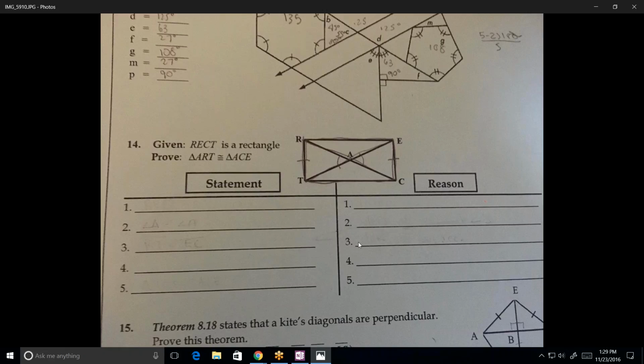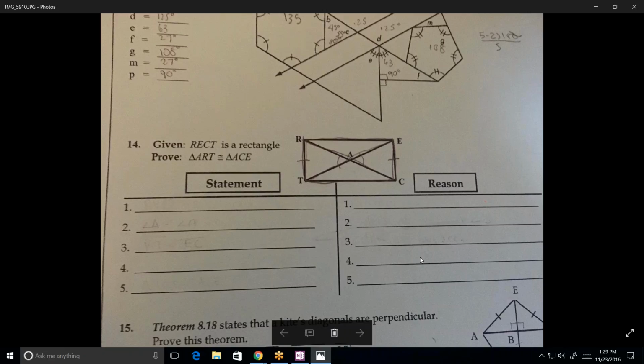Okay. What's statement 4? Actually, in other words, because I combined two statements in 3, they probably meant you to make 3 and 4. The final statement is what you're trying to prove. And what's the reason for it? SAS congruency postulate. That's it.